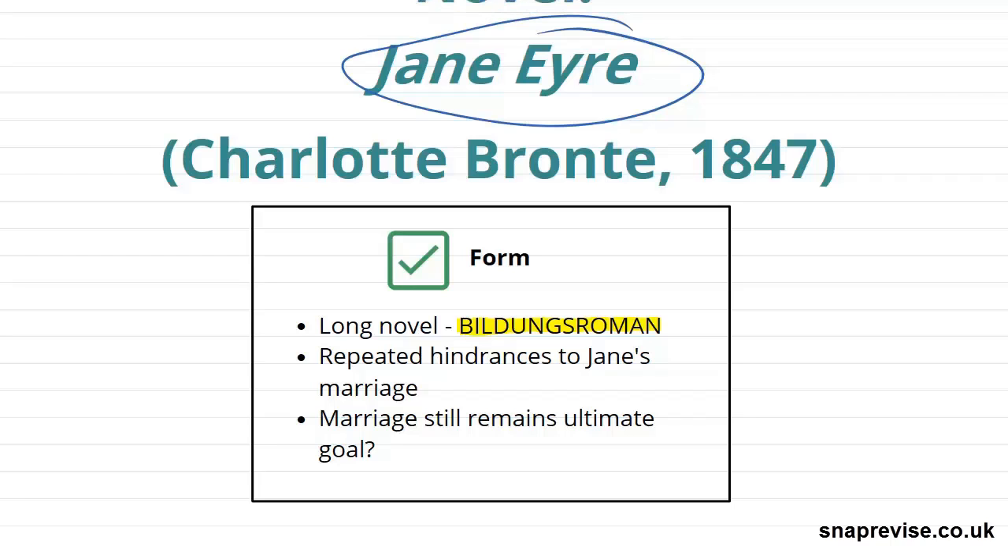The form in terms of marriage has a structure that has repeated hindrances to Jane's own marriage. She only actually gets married at the end of the novel. And we could say that marriage still remains the ultimate goal for Jane in this novel.